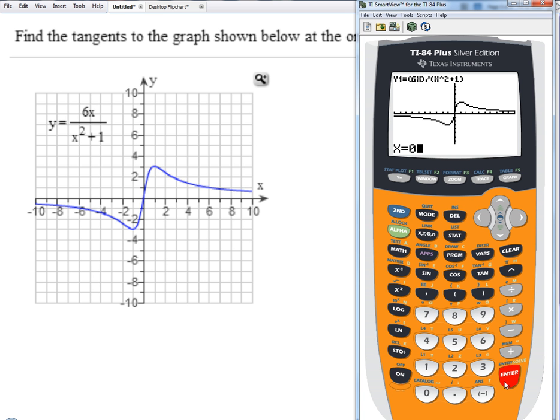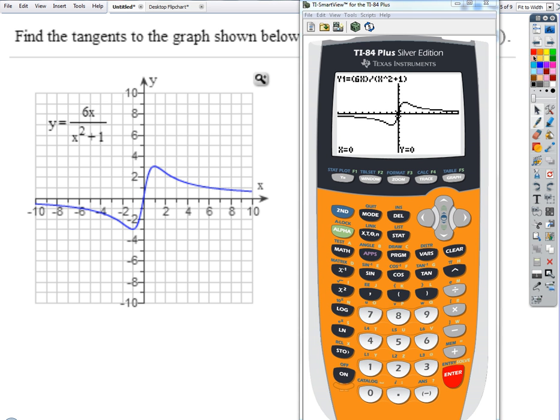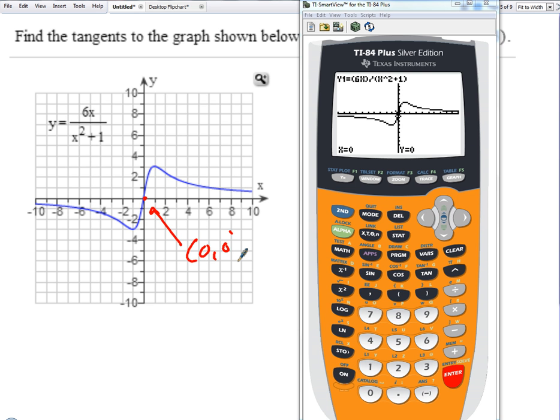Okay? So let's keep track of this stuff. So I know that the coordinates at this point right there are 0, 0, right? All I need then is the slope, and then I have a pretty simple algebra problem to do. If I know the point and I know the slope, you guys can take it from there. To find the slope, anybody know how to do that on the calculator?